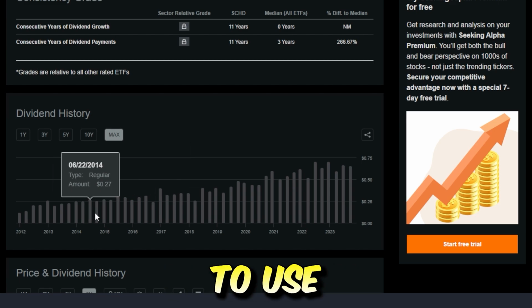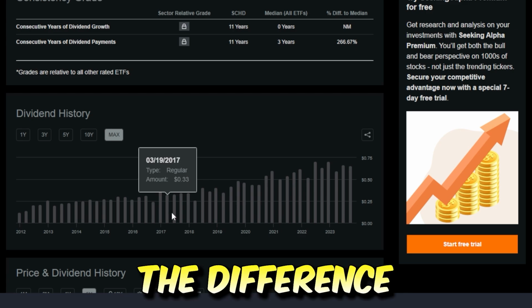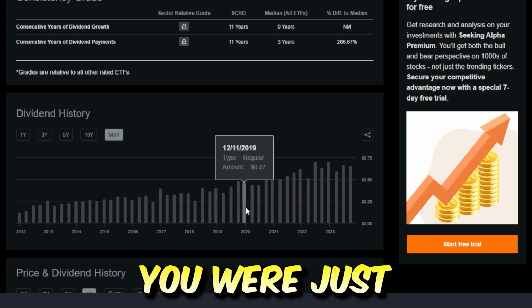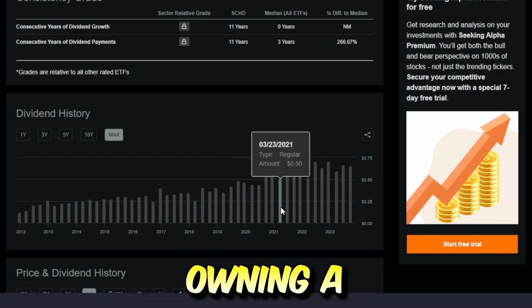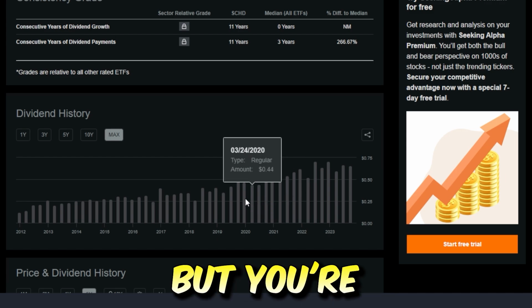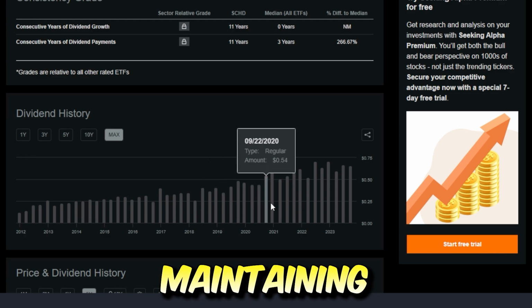Now, the reason I like to use a job example is because this is just like getting raises at your job. Only the difference is that you're not doing anything. You're not clocking in a single second. You are just owning an asset, owning a stock or owning an ETF. Again, for this simple example, it's the SCHD ETF. But you're owning something that is considerably paying you more and more over time just for maintaining ownership.